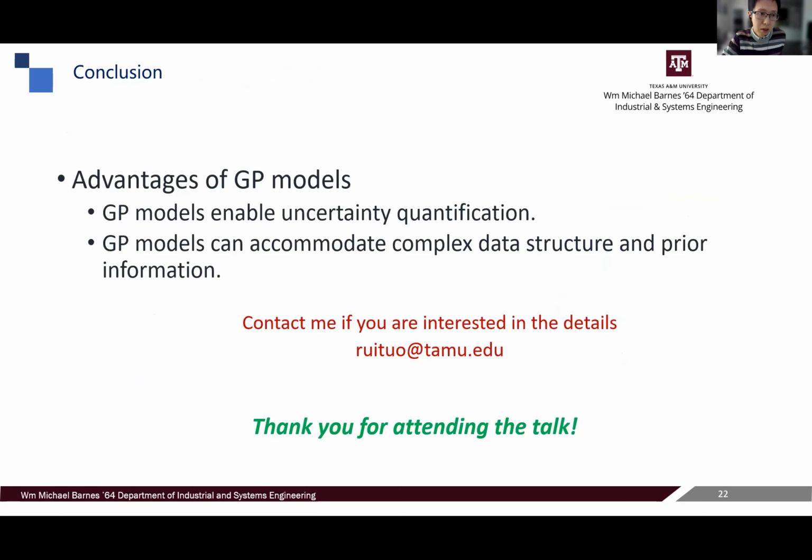Okay, so let me conclude my talk today. Basically, I mentioned some advantages of those models. They enable uncertainty quantification. Another advantage is that GP can accommodate complex data structures because it falls in a general Bayesian framework. So if you have any prior information, you may also build that prior information into your model. I know that I have to skip a lot of technical details, so if you are interested in those things, please feel free to send an email to me. Thank you very much.